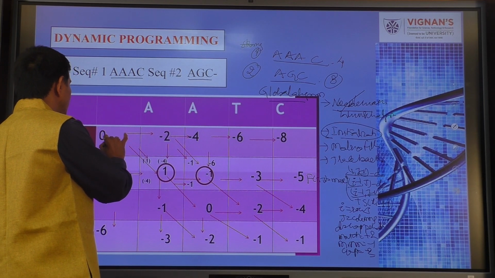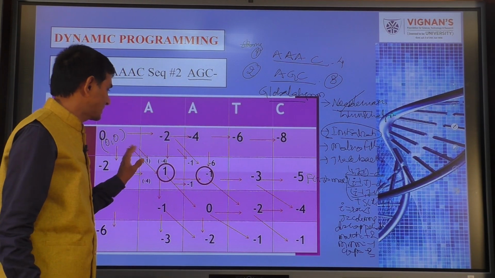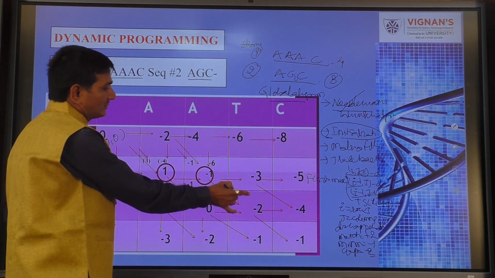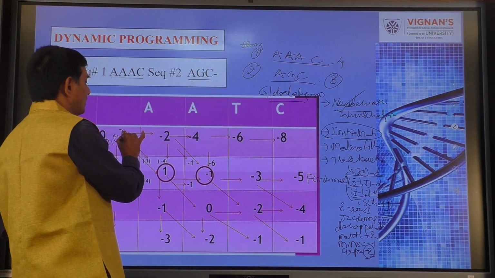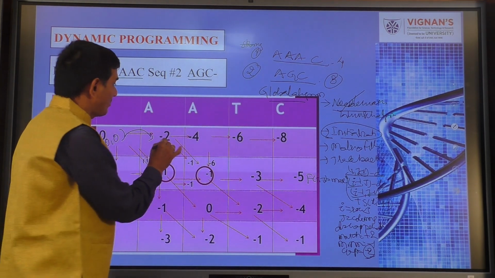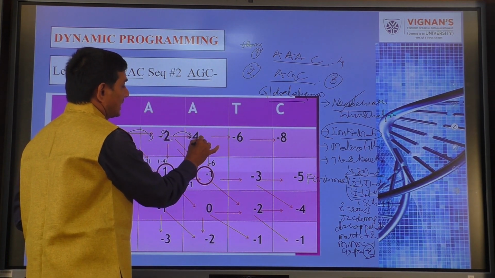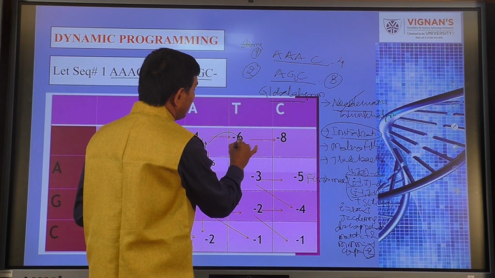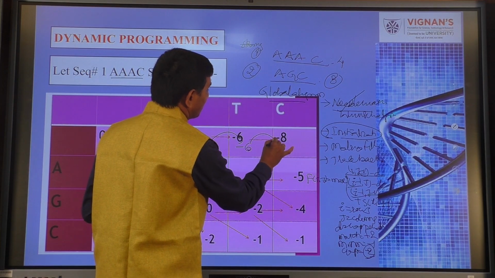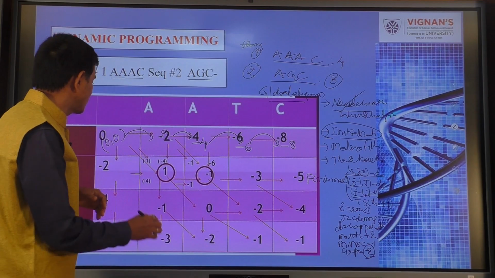Here it is 0 comma 0, the first step. The gap value assigned here is minus 2. As we move forward by one step, the gap value is minus 2. As we move to the second step, the gap value is a multiple of 2, that is minus 4, and the third gap is minus 6, and the fourth gap is minus 8. So, this is what we call the initialization step.